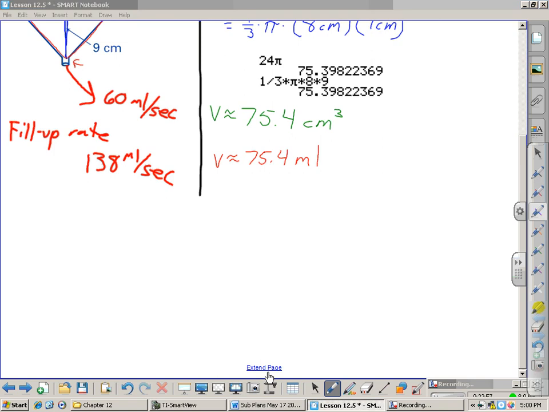So now what we need to do is multiply or divide or something to get this into how long it takes. So let's think about this for a second. Look at our units.